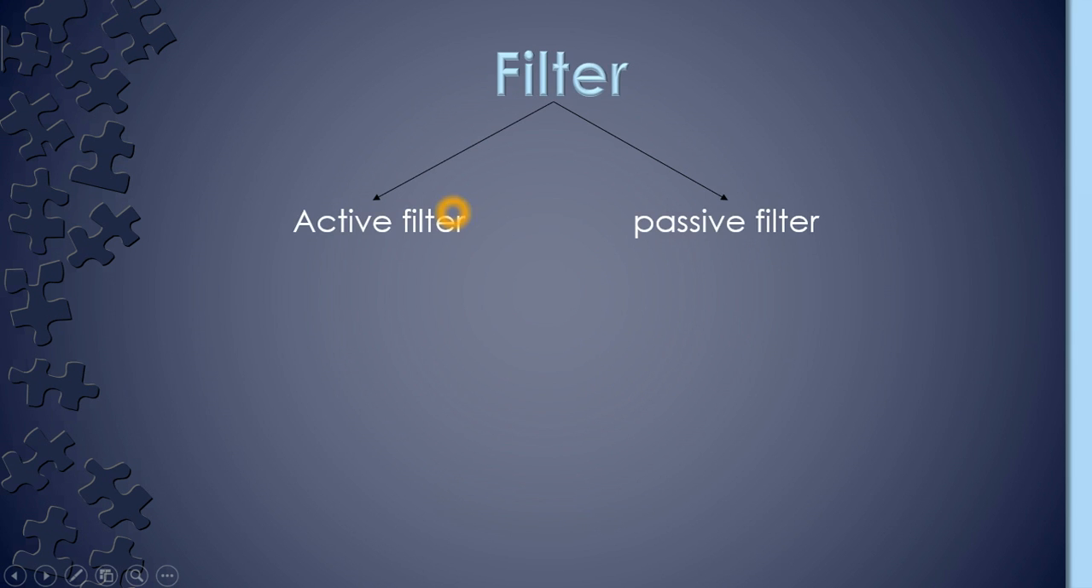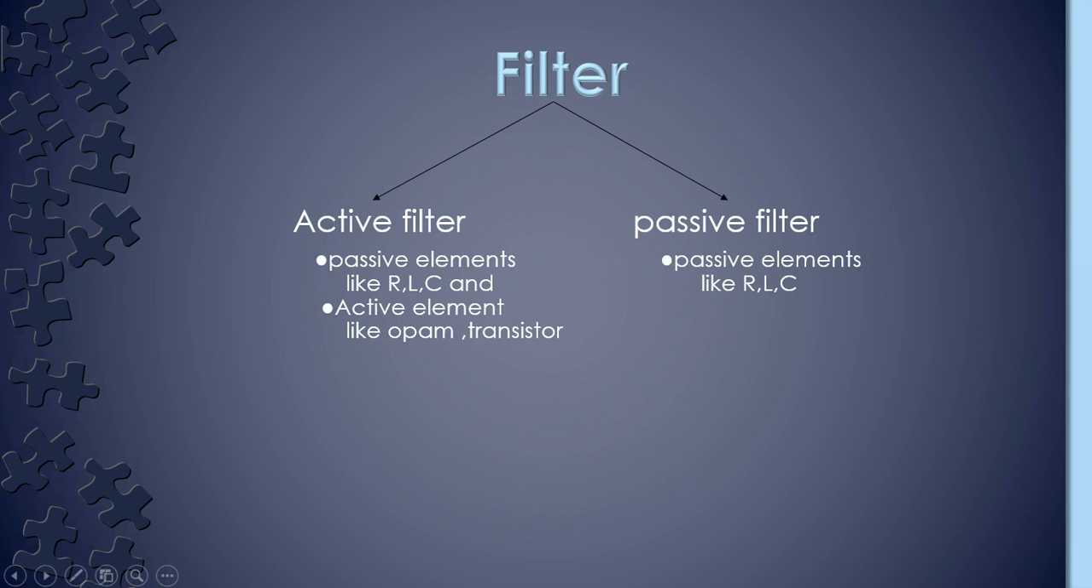Now filters are mainly of two types: active filter and passive filter. A passive filter is made with passive elements like R, L and C: resistance, inductance and capacitance. An active filter is made with passive elements and active elements like op-amp and transistor. In this video we are going to discuss passive filters. Later, in an upcoming video, we are going to discuss active filters also.